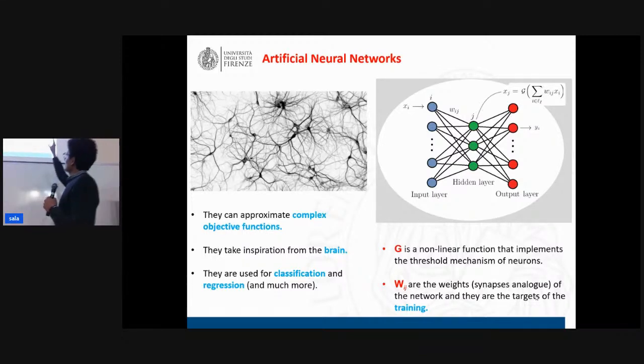So the target of our training, because this neural network has to be trained to do something, are these synaptic weights that make neurons interact with each other, and we will see in a moment what it means to train a network, okay?